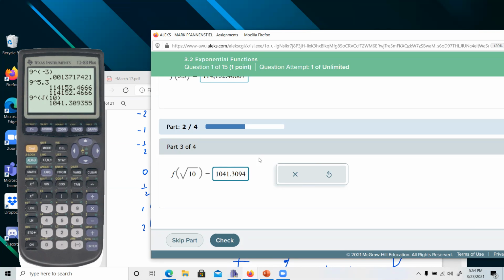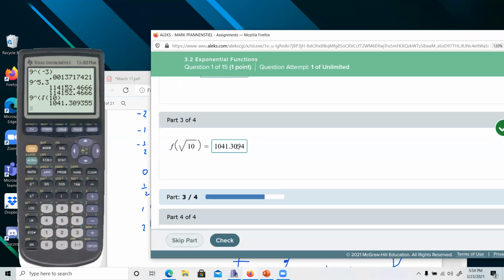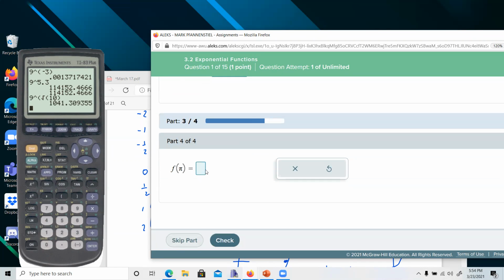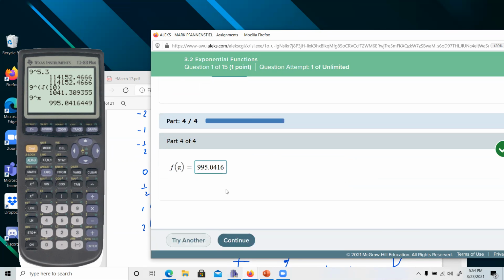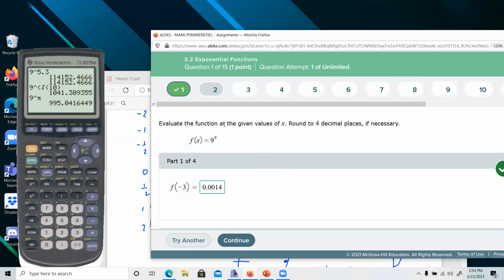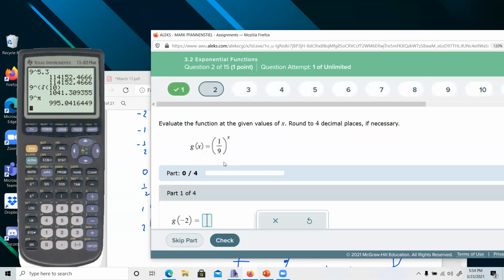1041.3094. Okay. So great. And then the last one, f of pi, like I said, it doesn't matter what the x happens to be. Okay, so f of second function, pi. Okay, 995.0416. All right. Fantastic. So that's the idea of these things. They're going to have us do 1 over 9.